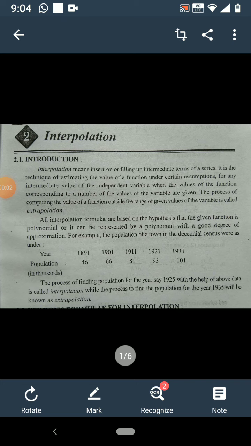Today we shall start the chapter interpolation. Now, interpolation means insertion or filling of intermediate terms of the series. That means if you are given a series or some values, when we have to find the intermediate values, that process is called interpolation. And when we have to find the values of x outside the range of the given series or tabulated values, it is called extrapolation.